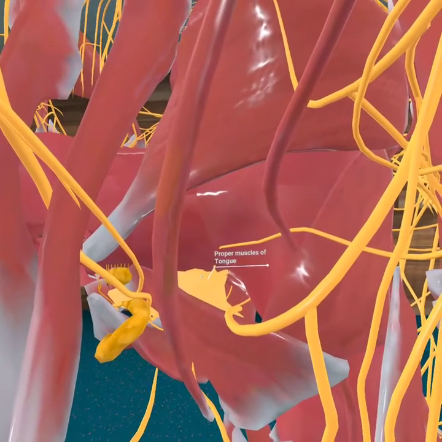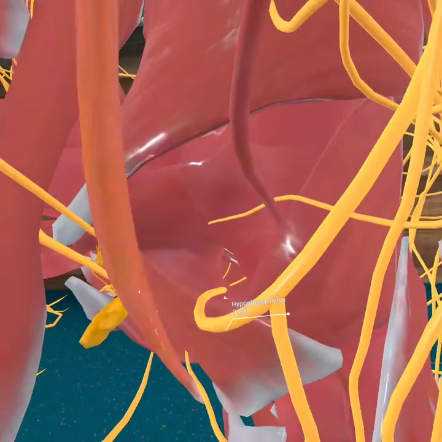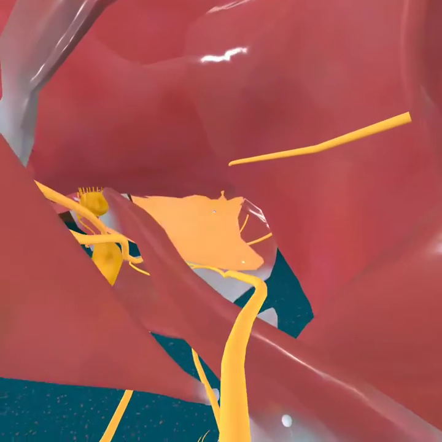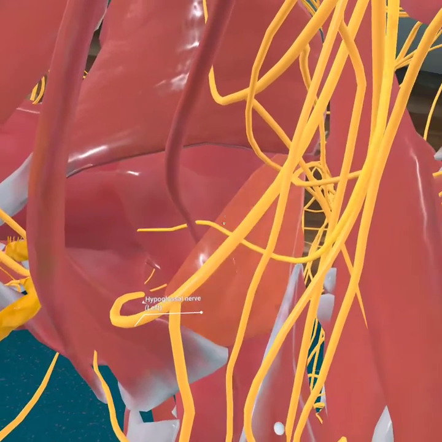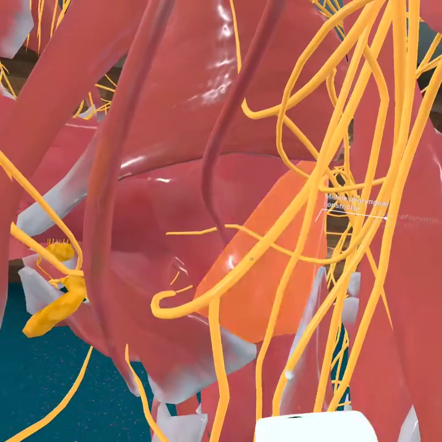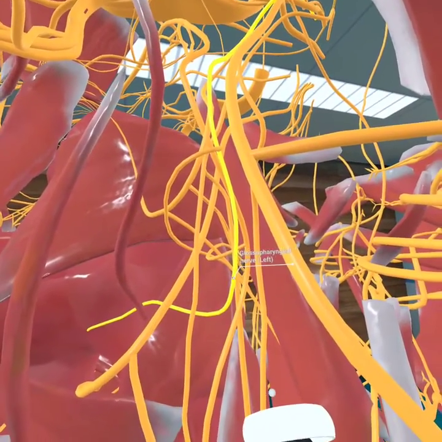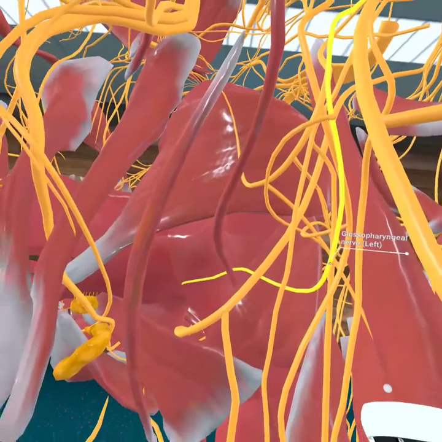Muscles of the tongue, oral cavity. So this is going to go in there and innervate all of the tongue, motor. So glossopharyngeus also provides sensation to the posterior third of the tongue.